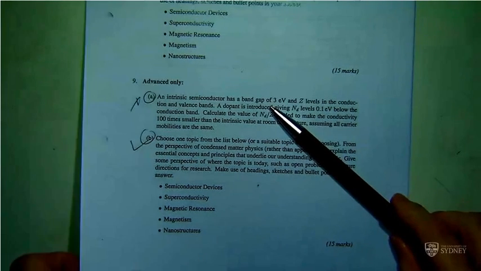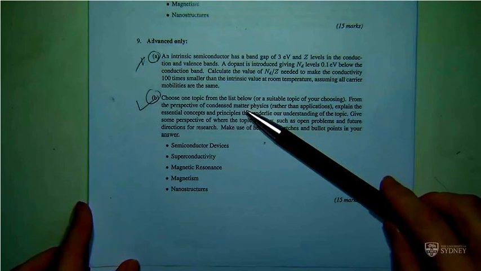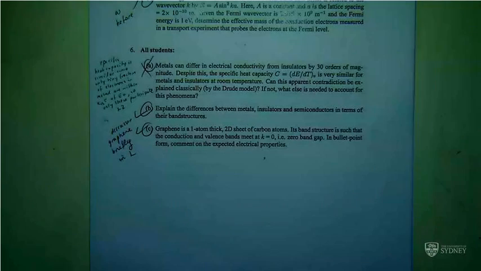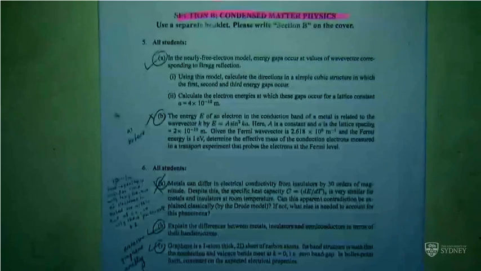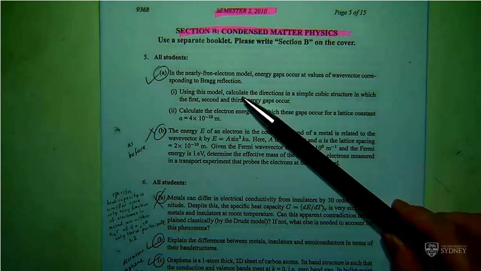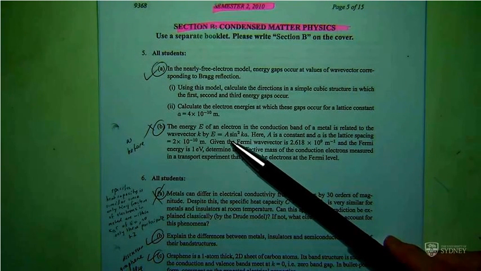So don't need to do that. This one you could easily do. Going back a little bit more, 2010, there's only 2 more to go. Nearly free electron model, yes, you will know how to do that one. This one here, again, you see the same question, the conduction band being approximated by the sine squared.